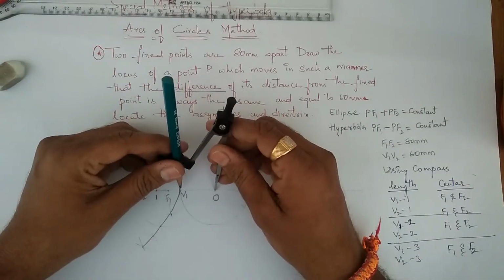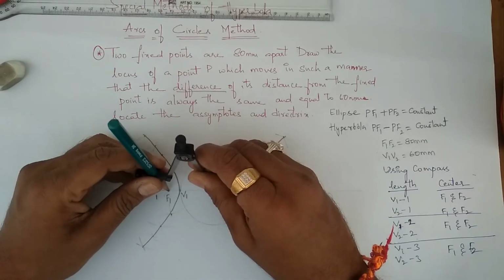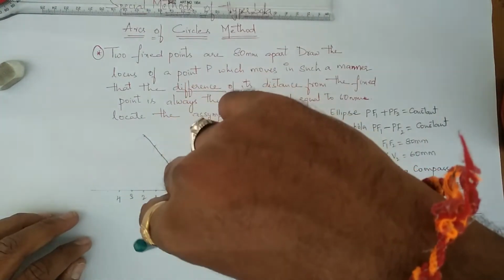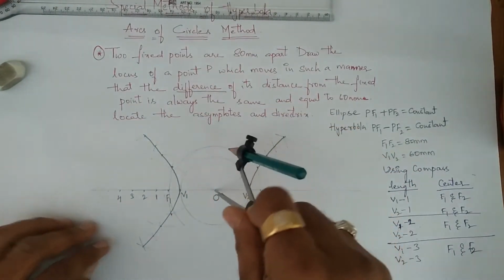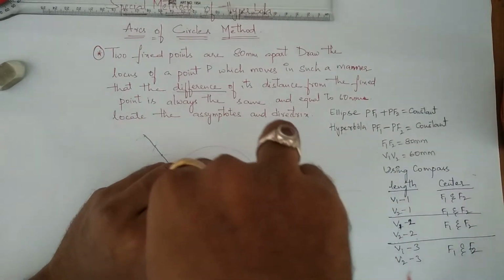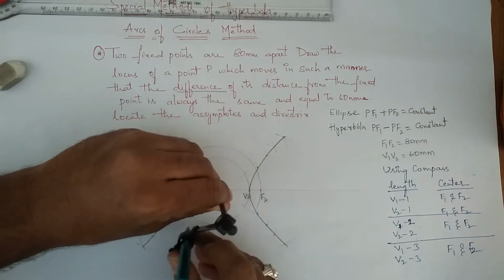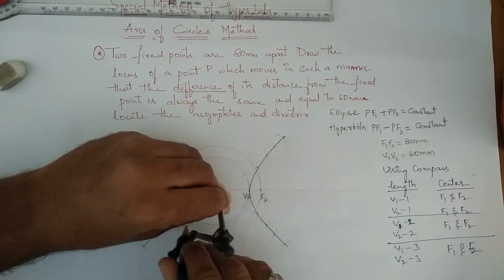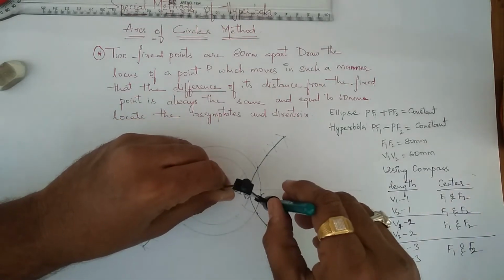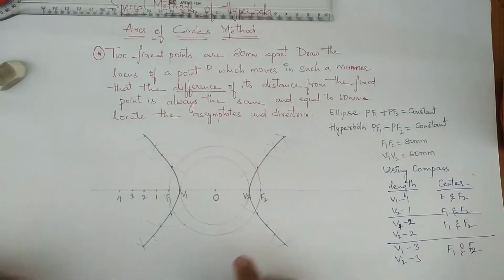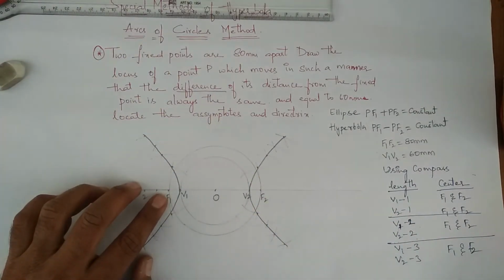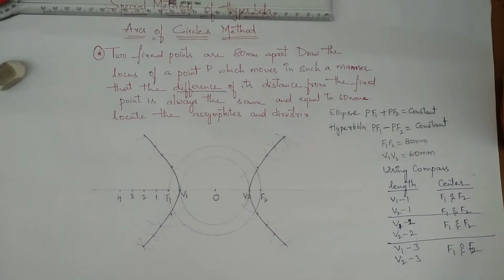Similarly, with OF1, joining the two focus points, draw another circle. Now these are the two circles that we have drawn here.